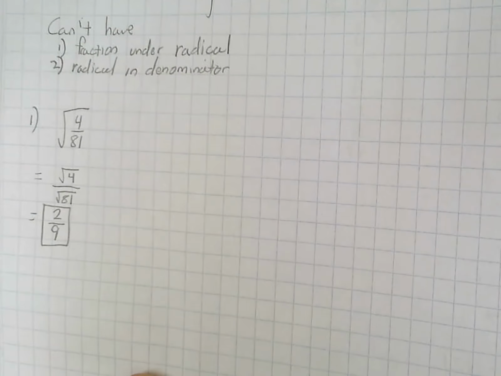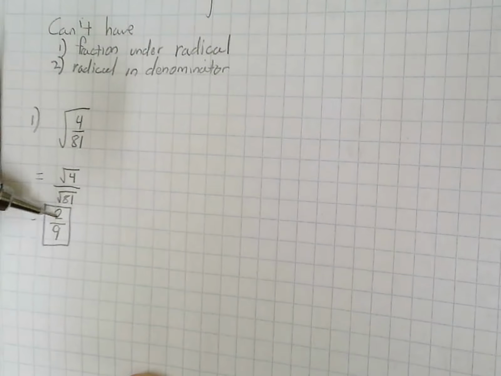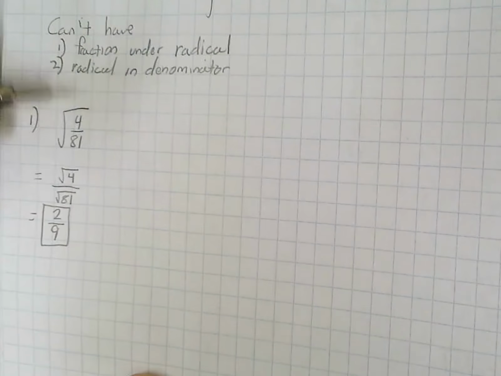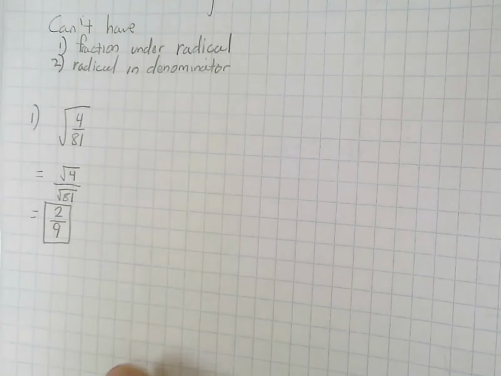And hopefully we can see why we're allowed to go from this step to this step. The square root of 4 over 81 means what number times itself is 4 over 81? Well, that would be 2/9. 2/9 times 2/9 is 4 over 81.